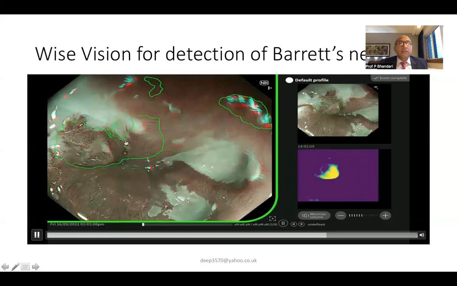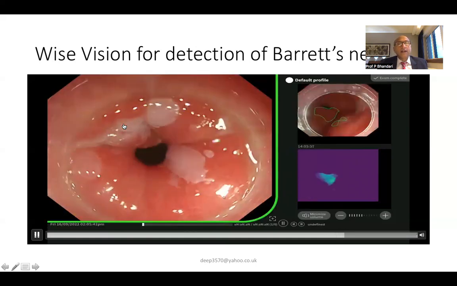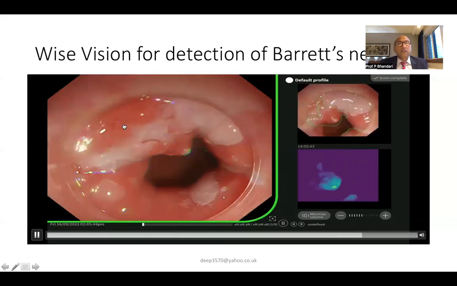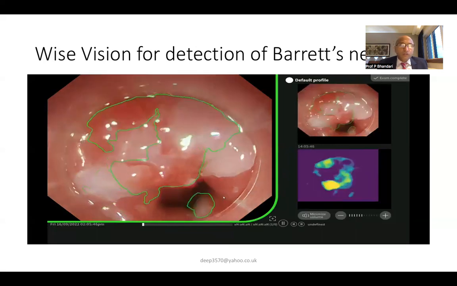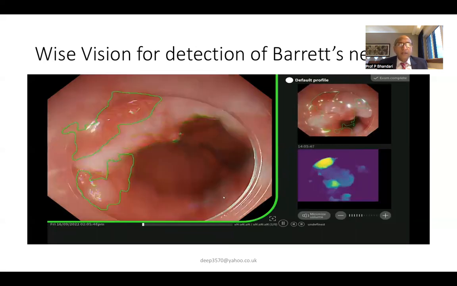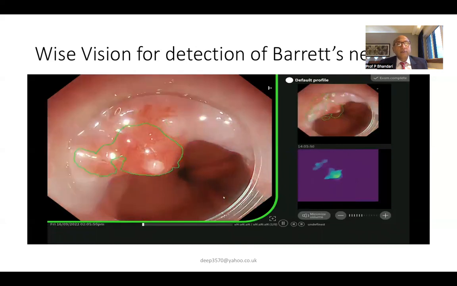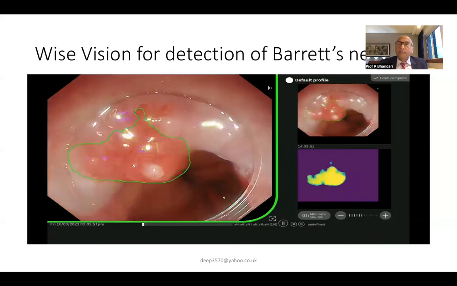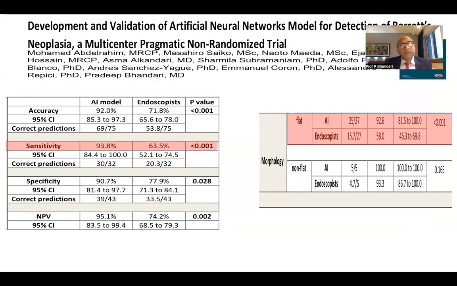Again, it delineates this small focus of Barrett's. Another case which is covered with squamous epithelium, so it's buried cancer, so it detects the buried as well as the not buried. It's pretty impressive, I think. I'm a little bit biased.